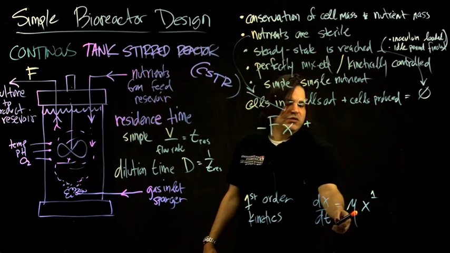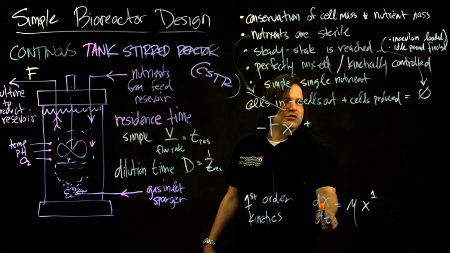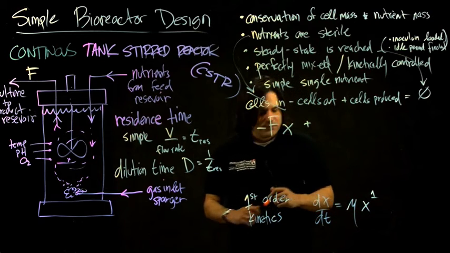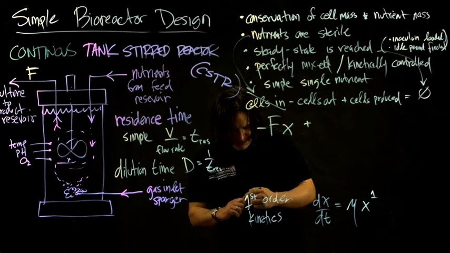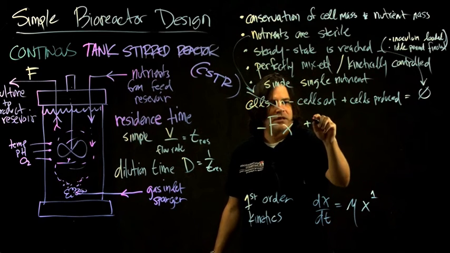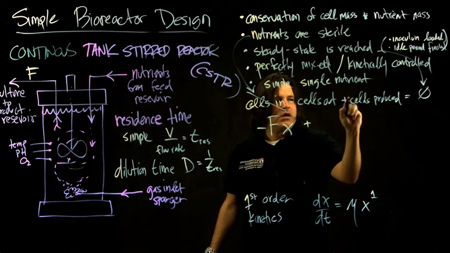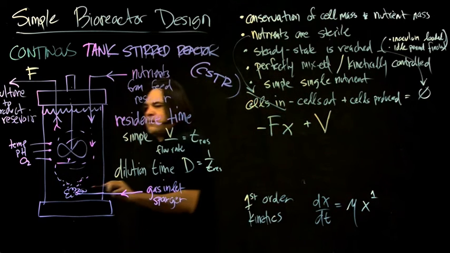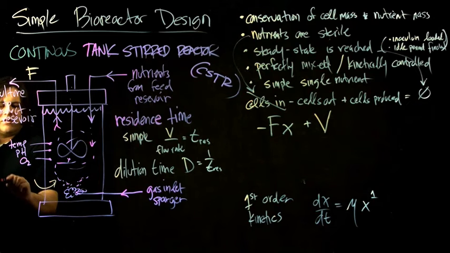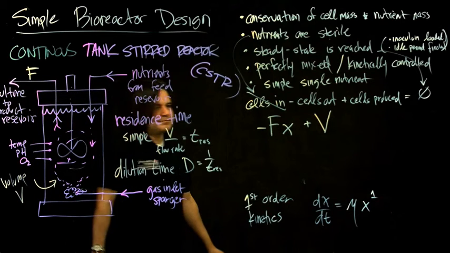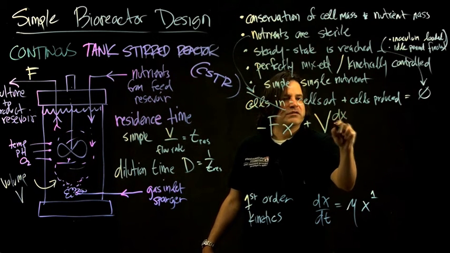The cells produced over time is the growth rate in this first order regime times the concentration. So that would be the volume. I skipped a step, spoiler alert there. What is produced is the volume of the liquid, the volume V, times the rate of change of the cells produced.